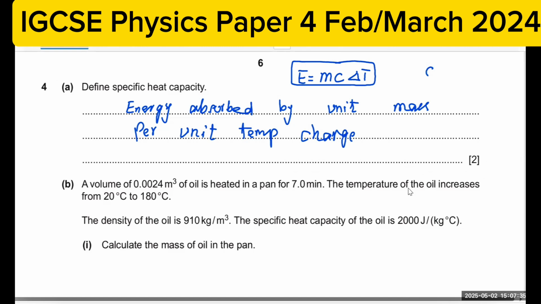Why? Because when we make it the subject, specific heat capacity will be equal to E over per unit mass per unit change in temperature.